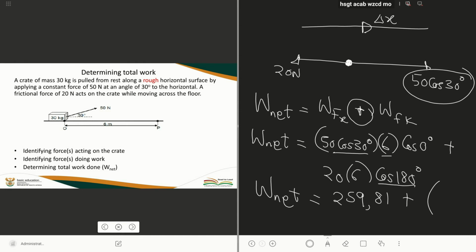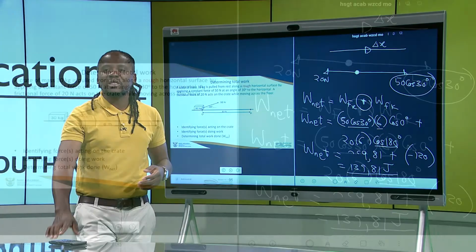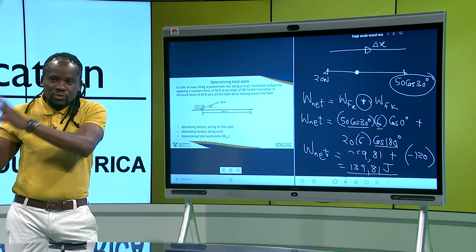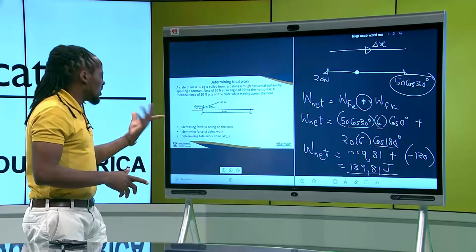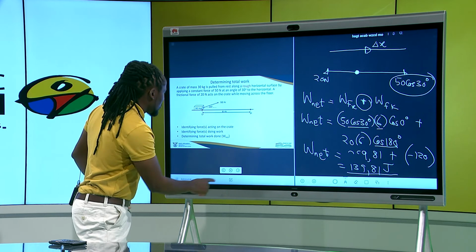So this is going to be -120, right? Be careful, this is the sum for the net, and this is the direction. The negative suggests the direction of the work done by the kinetic friction. So if you say 259,81 minus 120, it's going to give us 139,81 joules, okay? Take note, this is the total work that is done on the object by those forces that actually do work on the object. I think that was pretty much a simple case, right?